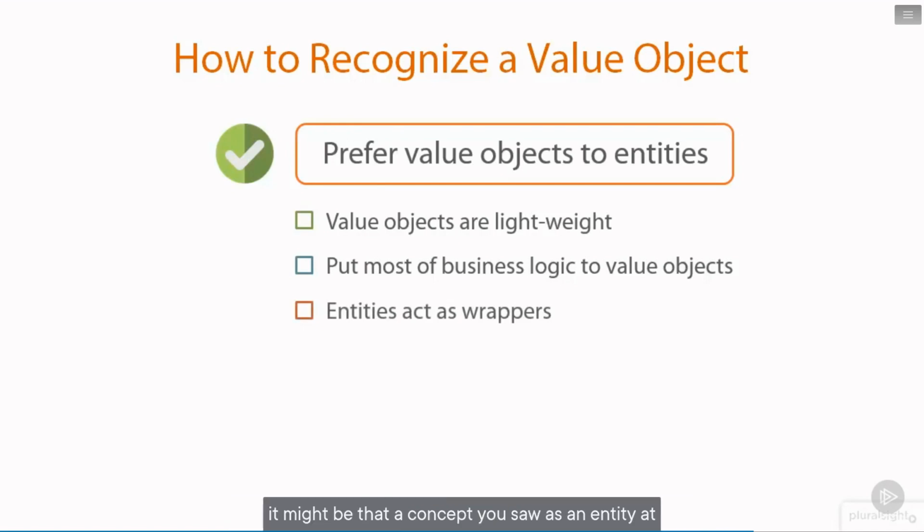Also, it might be that a concept you saw as an entity at first essentially is a value object. For example, an address class in your system could be introduced as an entity initially. It may have its own ID field and a separate table in the database. But after revisiting it, you might notice that in your domain, addresses don't actually have their own identity and can be used interchangeably. In this case, don't hesitate to refactor your domain model and convert the entity into a value object.